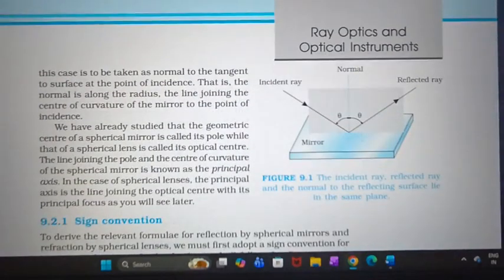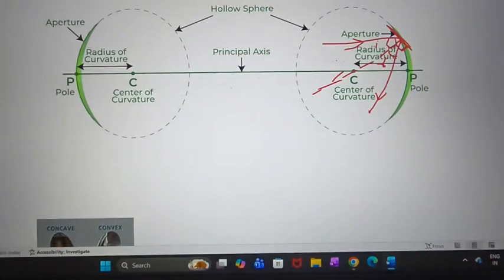And as I already told, the geometric center is called the pole, and in case of a lens you call it the optical center. And the line that is joining the pole and the center of curvature is called the principal axis, the imaginary line that joins the center of curvature and the pole.